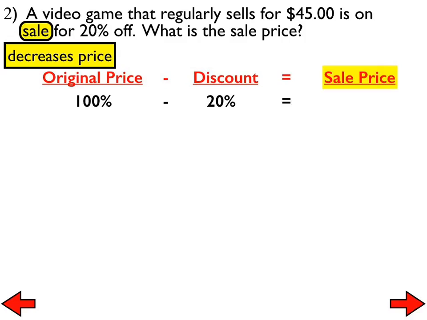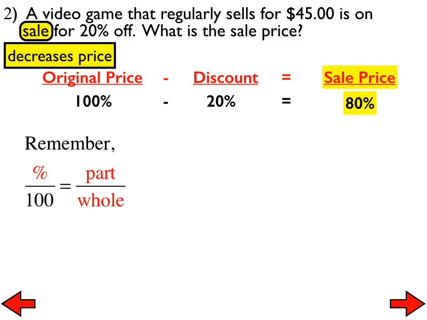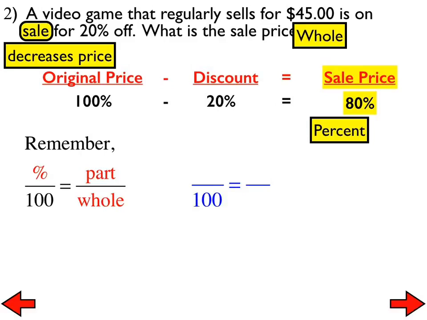80%. You as a customer, you're only paying 80% of the price. So 80 is the percentage we're going to use in our proportion. Please write down 80 over 100 equals part over whole. Which one's the whole? What's the whole price? 45. So we're solving for n at the top.